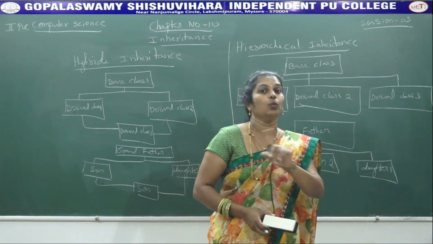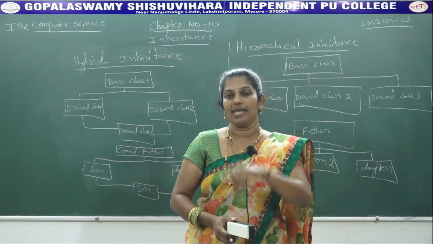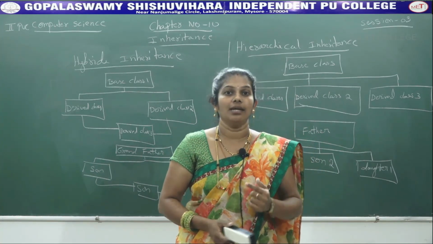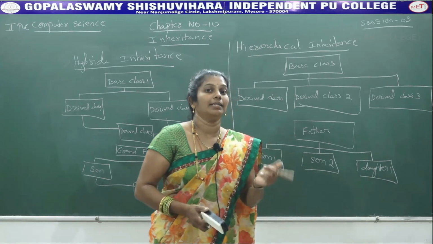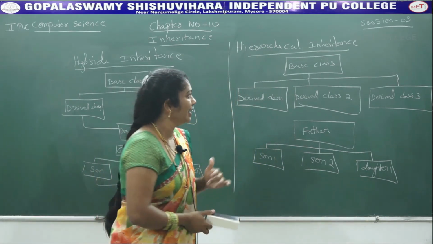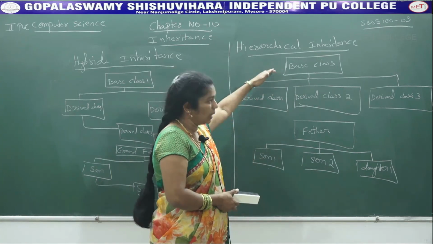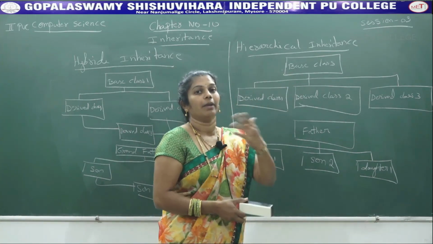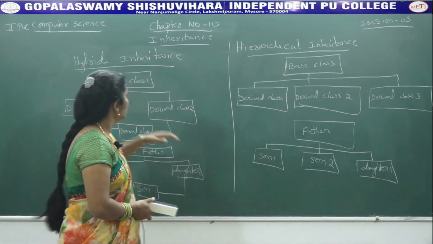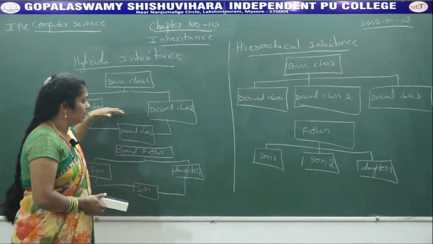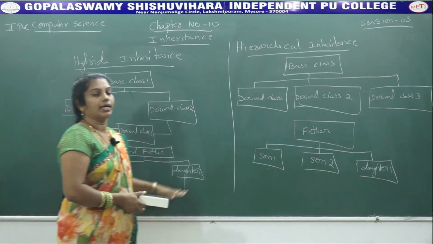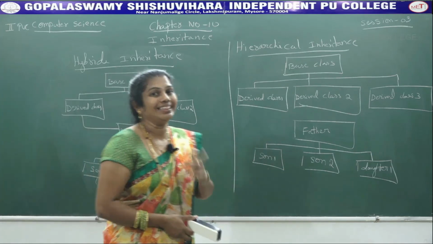Multiple means more than one. More than one base class. The properties of more than one base class are transferred to a single derived class. That is nothing but multiple inheritance. And the next one is hierarchical inheritance. In hierarchical inheritance, only one base class is there, from that multiple derived classes are there. When we come to hybrid inheritance, only one base class, from that two derived classes, from that one more derived class we will get. These are the different types of inheritance.